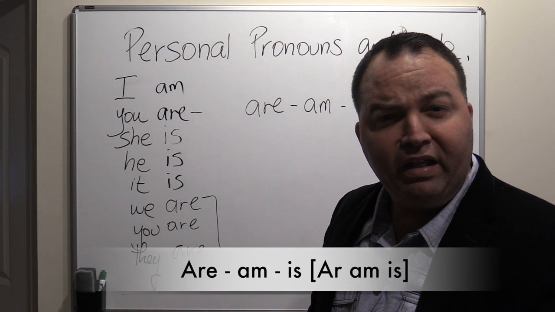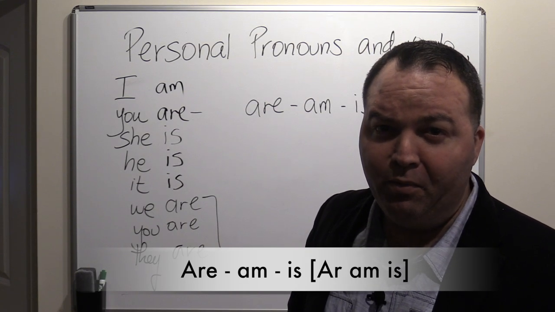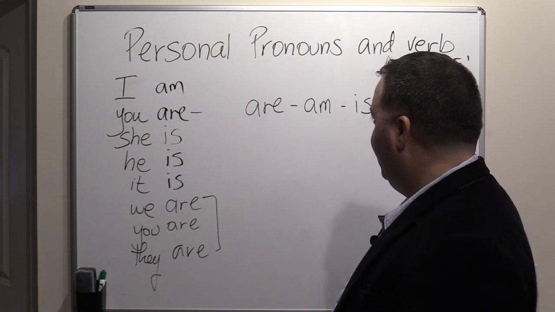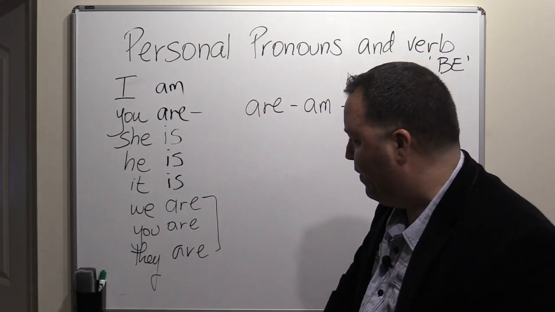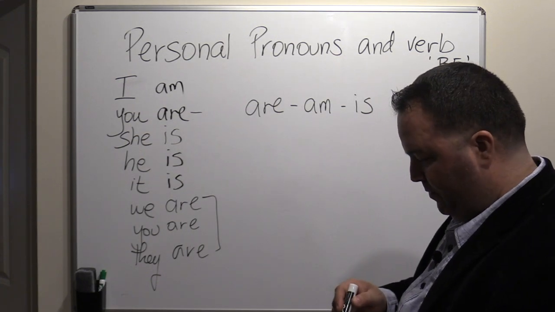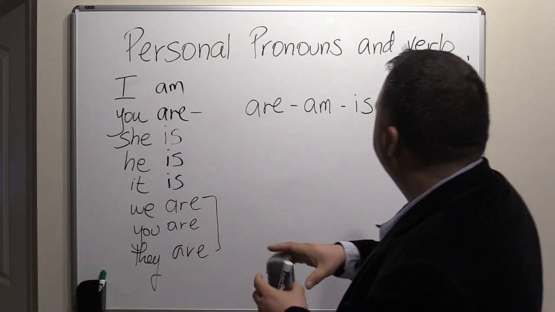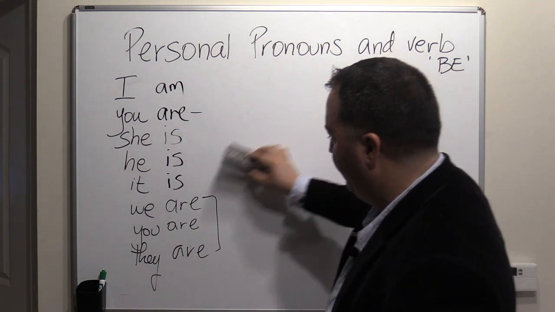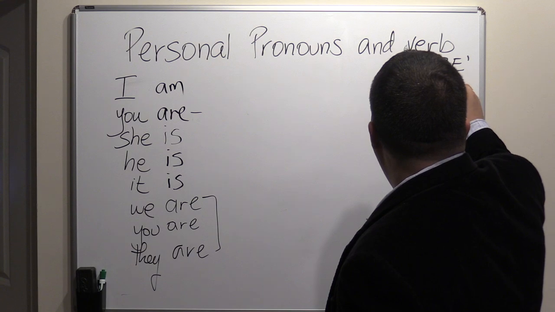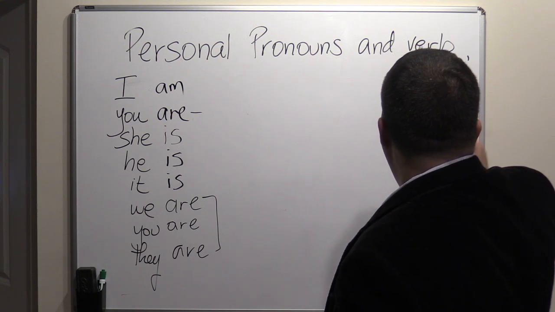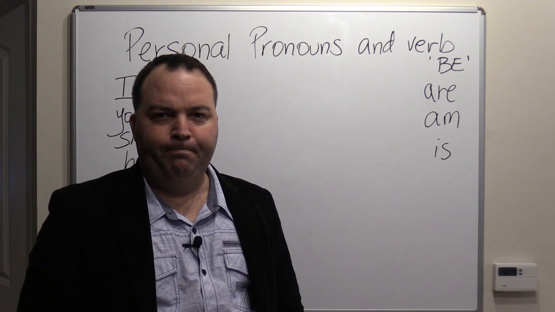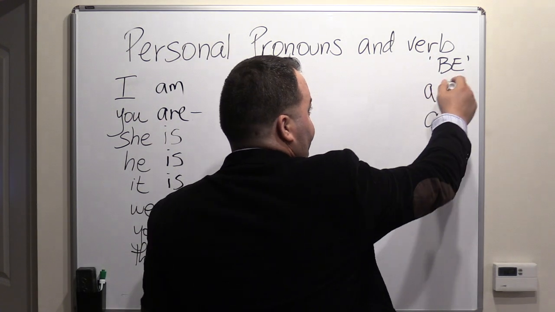So if you remember Aramis, you will always remember the verb be. Si recuerdan Aramis, siempre van a recordar el verbo be. Quizás tengan en la familia alguien que se llama Aramis. Mi esposa tiene un primo que se llama Aramis. A lo mejor ustedes también, okay? So, remember this, and then you're going to have no difficulty to learn this, okay? So, let me put Aramis here. Let me erase it here and put it here. Aramis, okay? Aramis. Don't forget, Aramis.